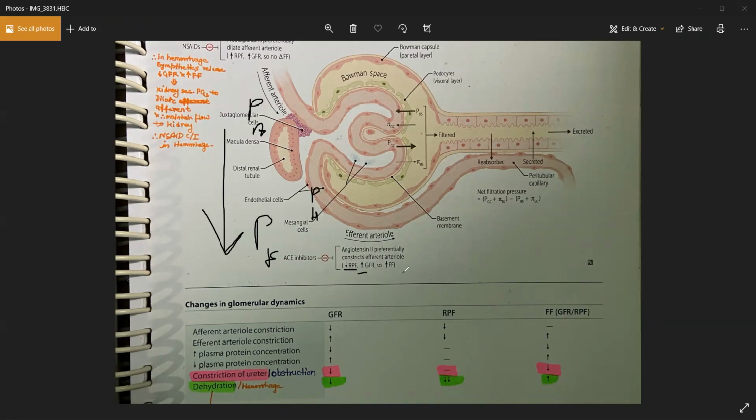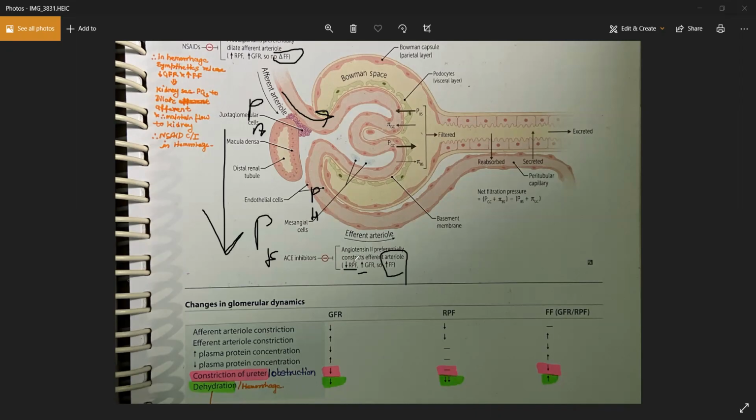Okay, so as a result, you will have a higher filtration fraction. But whenever you dilate the afferent arteriole, you will have more blood flow and a higher GFR, but a normal filtration fraction, right? A normal filtration fraction will be present whenever you dilate or constrict the afferent arteriole, but a change in the filtration fraction is present whenever you constrict or dilate the efferent arteriole, right?